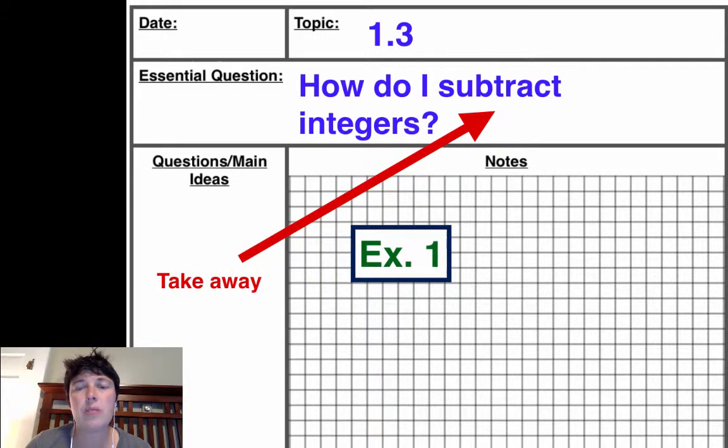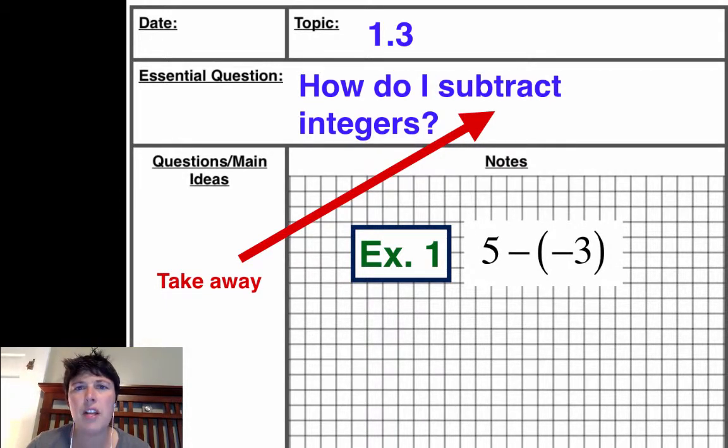So in your notes, let's write example 1, and let's do a take away, a subtraction problem. This is what we're going to try to solve: 5 take away negative 3. So how are we going to do this? There are a few different ways.